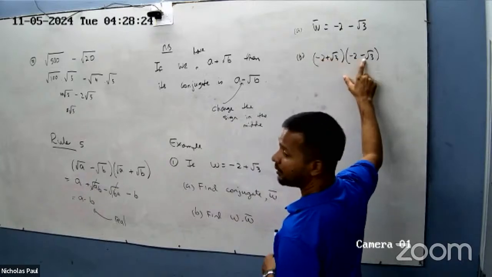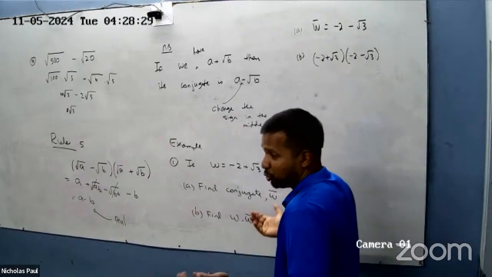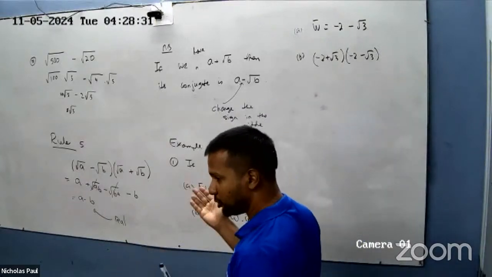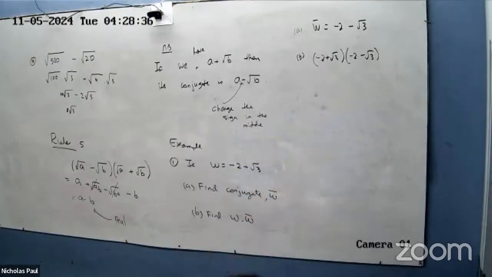Negative by negative is a plus. 2 by root 3 is what? 2 root 3. 2 by root 3 is 2 root 3.